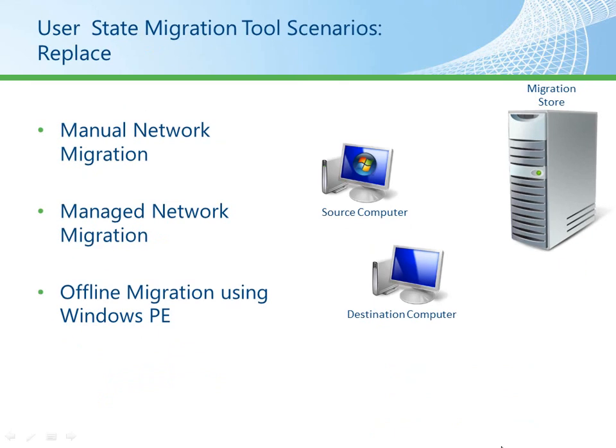Well, we saw the refresh scenario, but here we have the replace scenario. And again, just like refresh, we have three options: the manual network migration, the managed network migration, and the offline migration using Windows PE. So let's take a look at the manual network migration.